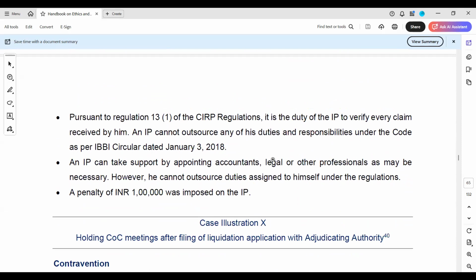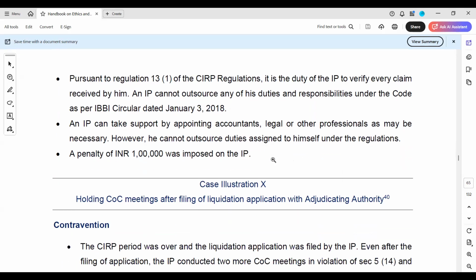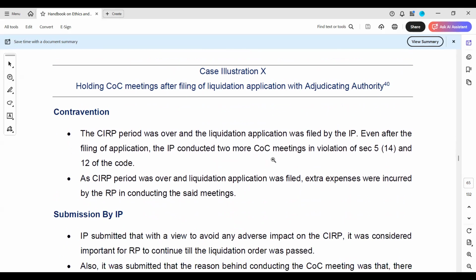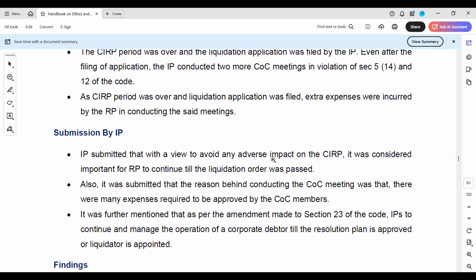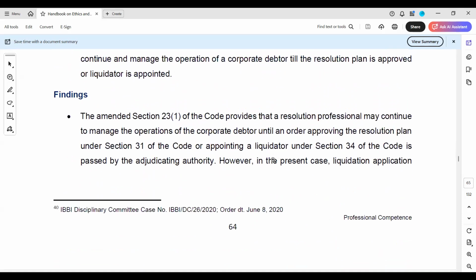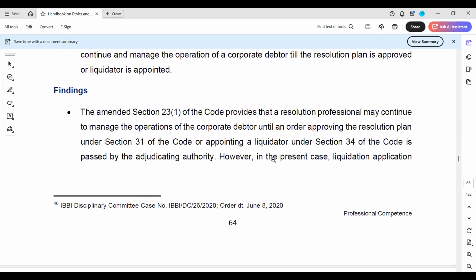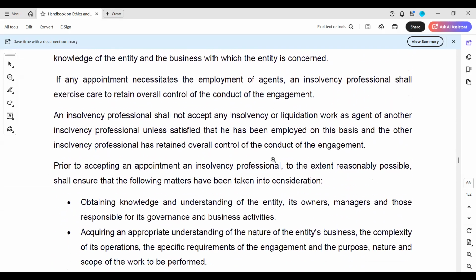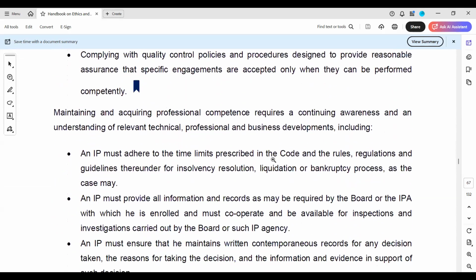An IP cannot outsource any of its duties and responsibilities under the code. An IP can take support by appointing accountants, legal or other professionals. However, he cannot outsource duties assigned to himself under the regulations. Holding COC meetings after filing of liquidation application. भाई अब आपने लिक्विडेशन एप्लीकेशन फाइल कर दी, उसके बाद कौन सी मीटिंग कर रहे हो आप? तो these are the various instances.